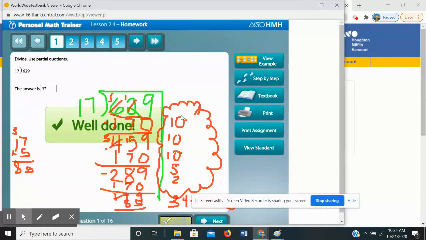Okay, so again, work in multiples of 10 and follow the steps. You add all your partial quotients at the end, and it'll bring you to your quotient, your full quotient.